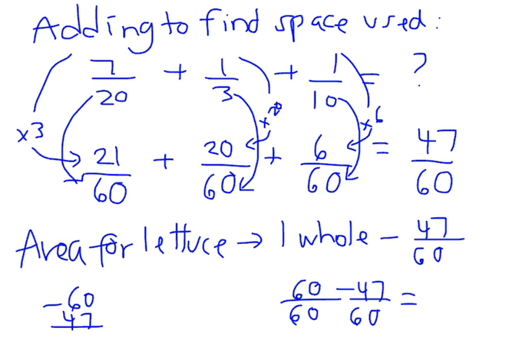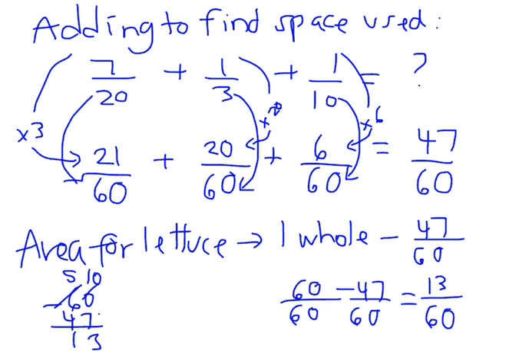60 minus 47, 0 minus 7 doesn't work. So I need to take a 10, change this into 10. 10 minus 7 is 3. 5 minus 4 is 1. So I get 13 over 60. So the area for the lettuce is 13 over 60 of the whole space.